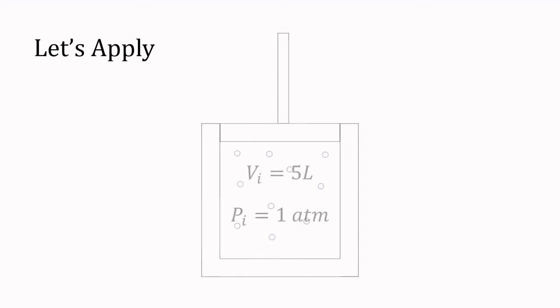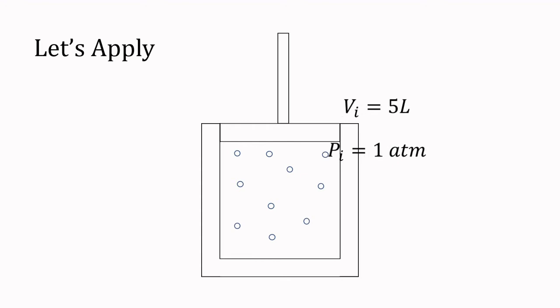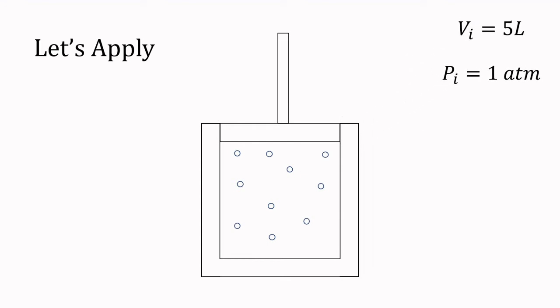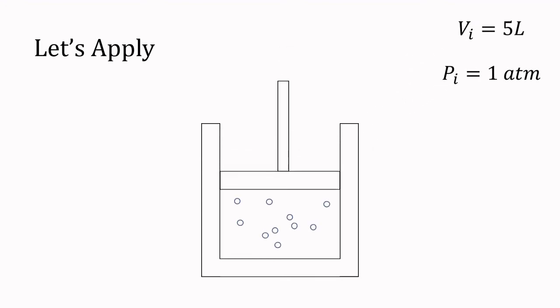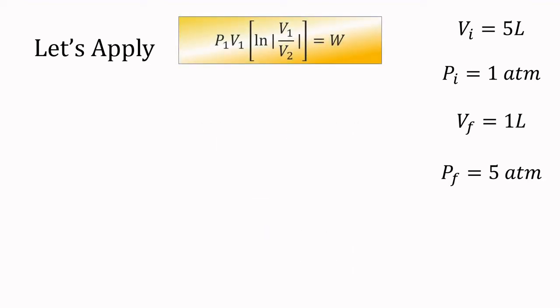Okay, so now that we derived a formula for the work done by compressing or expanding air, let's try it on that piston problem. Say it has an initial volume of 5 liters and an initial pressure of 1 atmosphere. We compress it, and after doing so, it has a volume of 1 liter and a pressure of 5 atmospheres. And of course, here's our shiny, amazing theoretical formula.